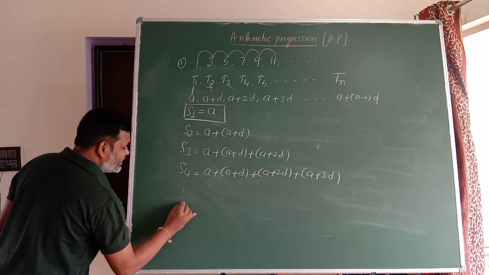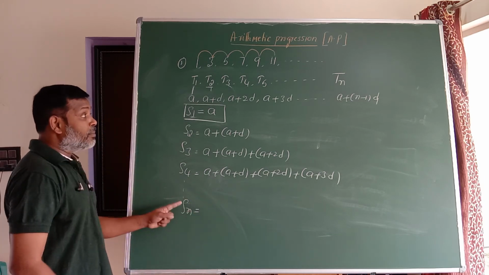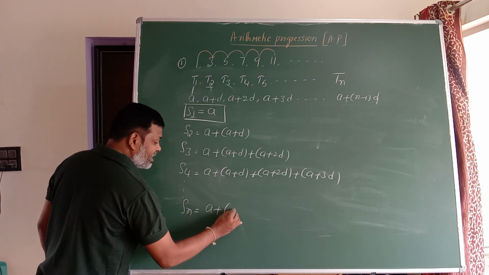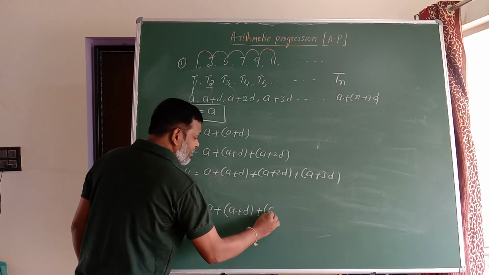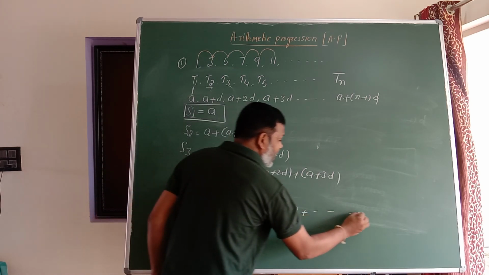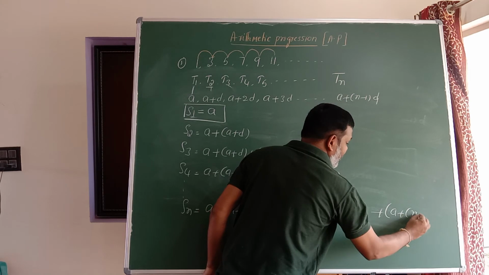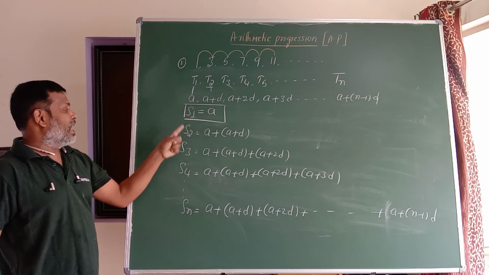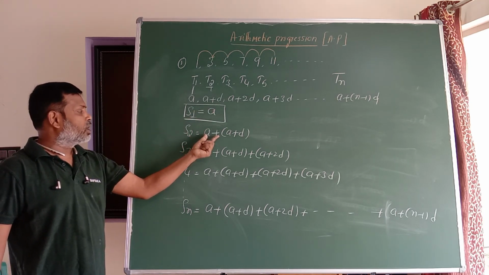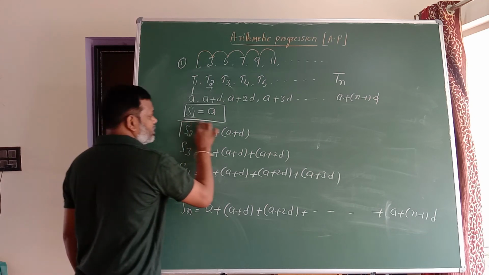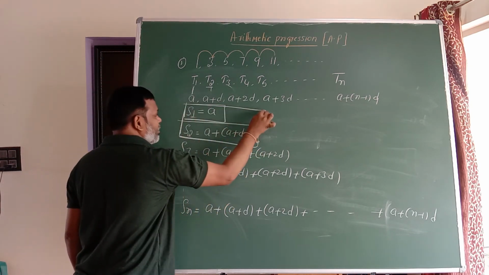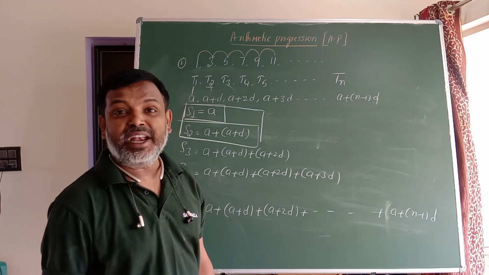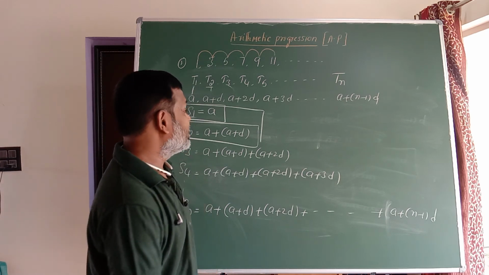In general, what is Sn? Sn is nothing but the sum of the first n terms. How can you write it? Sn is given by A plus D plus A plus 2D plus so on, up to n terms. What is that nth term? A plus n minus 1 into D. So S1 is nothing but A, S2 is nothing but the sum of the first two terms, A plus D. Keep in mind, these two things are very, very important. Now, I want to get a formula to find out the sum of n terms, or the sum of the first n terms, that is Sn.